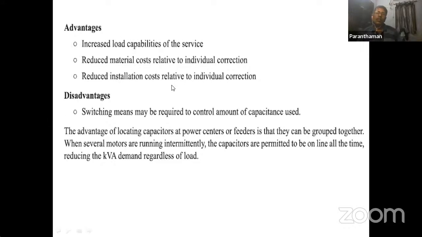This one is group capacitors, sir. Group capacity, increased load capability, reduced material cost relative to individual correction. Without connecting to the individual loads, we are grouping the loads and connecting a capacitor. Material cost is saved, installation cost is saved.